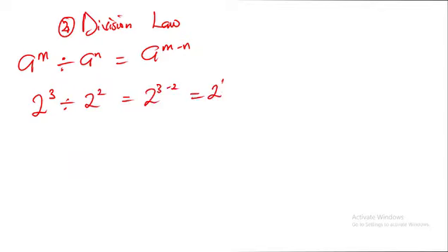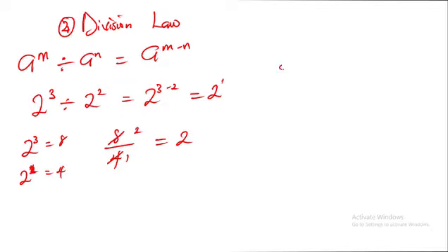Let us check if it is correct. 2 raised to power 3 is the same thing as 8, and 2 raised to power 2 is the same thing as 4. So 8 divided by 4 will give you 2. Is it correct now? Yes.